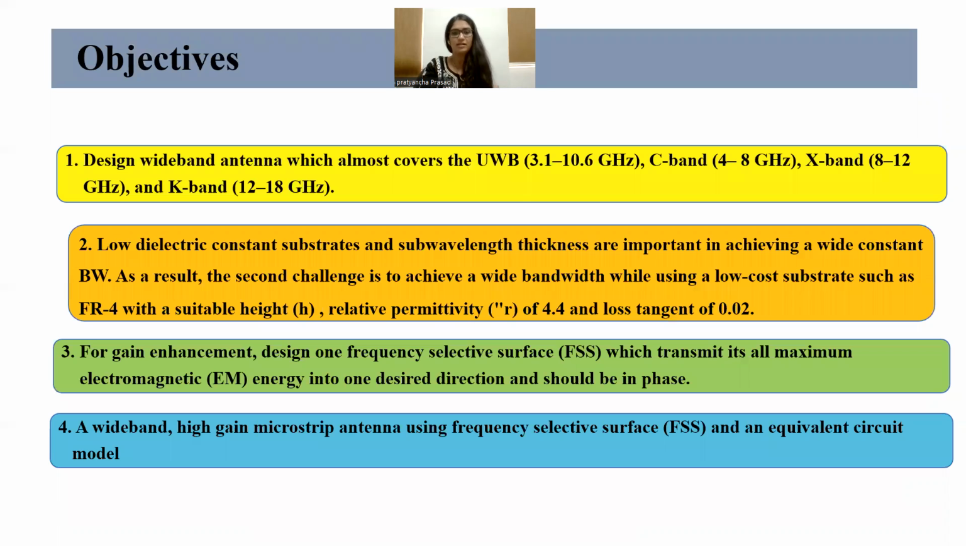So we set our objectives on the basis of the disadvantages of the ultra-wideband system. First, we have to design a complete wideband system which not only covers the range of ultra-wideband, but also covers up to the K band, which is nearly 18 gigahertz. Our second challenge was to choose a substrate which is easily available in the market for research purposes. So we use FR4 as the substrate.